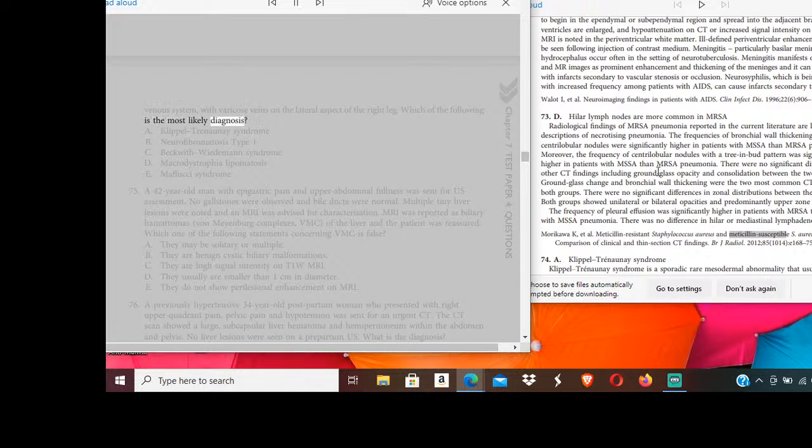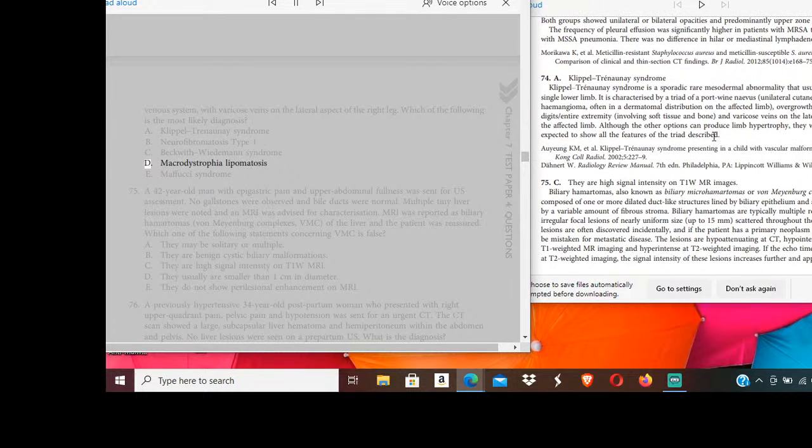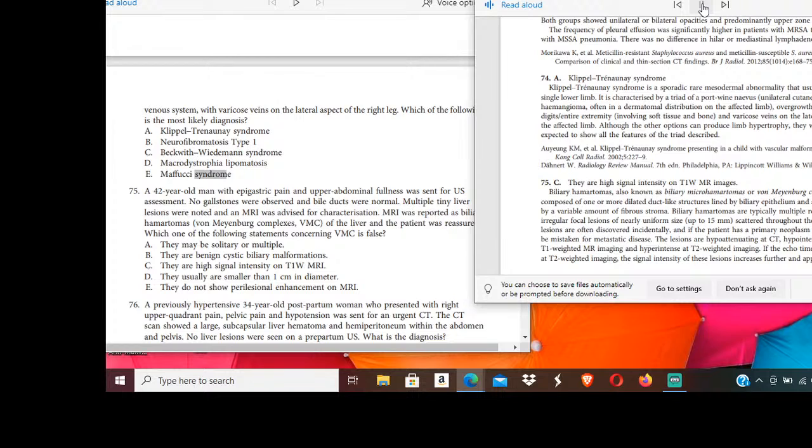Which of the following is the most likely diagnosis? A. Klippel-Trenaunay syndrome. B. Neurofibromatosis type 1. C. Beckwith-Wiedemann syndrome. D. Macrodystrophia lipomatosa. E. Maffucci syndrome.